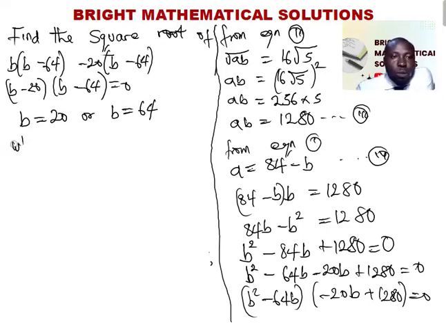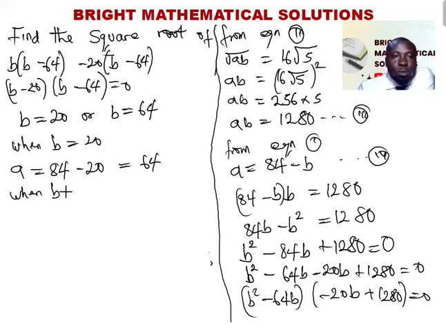When B equals 20, let us take it back to equation 4 to solve for A. A equals 84 minus 20, which is 64. When B equals 64, A equals 84 minus 64, which is 20.